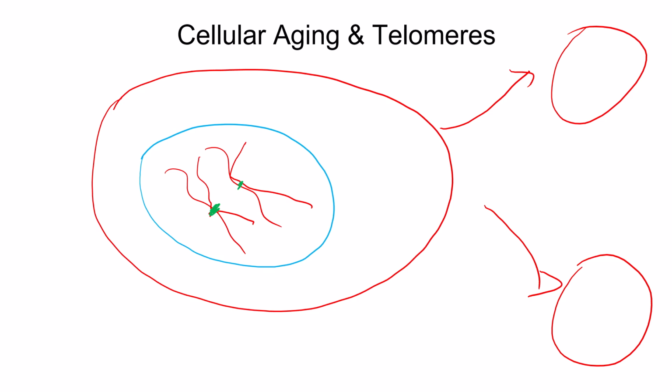Over time, though, when the cells keep splitting and splitting again and again, the DNA actually gets a little bit shorter, because it's hard to copy the very end of the chromosomes. This part of the chromosome at the end, they're called telomeres. Telomere.